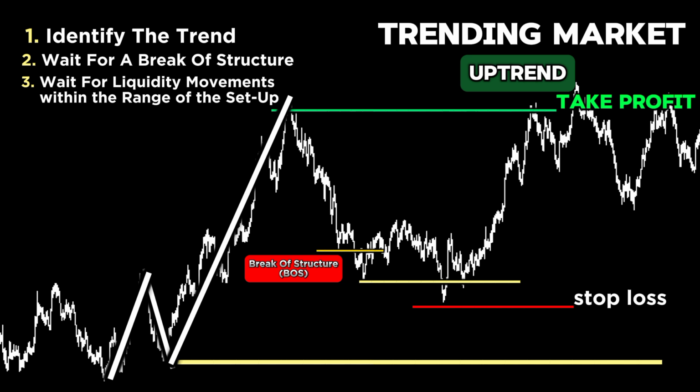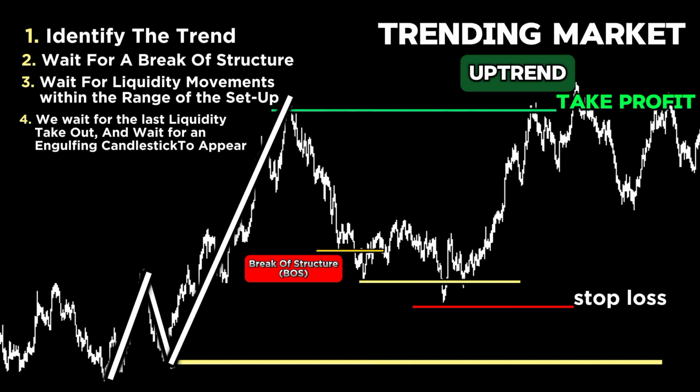So number 1, we identify the overall market trend. Number 2, we wait for a break of structure. Number 3, we identify the liquidity movements inside the range. And number 4, we mark the last liquidity spot and wait for the market to take out all the liquidity, including the last liquidity, and then form an engulfing candlestick pattern. And after that, we are good to take our trades.